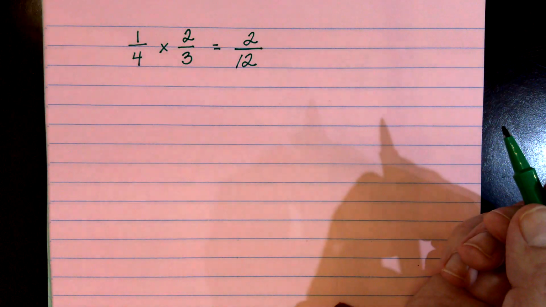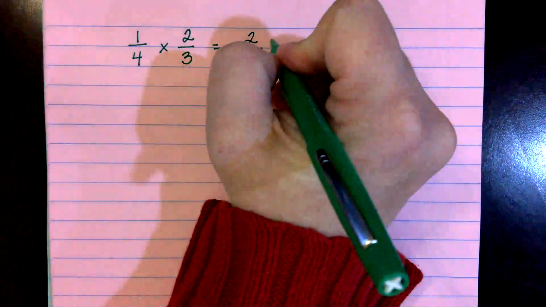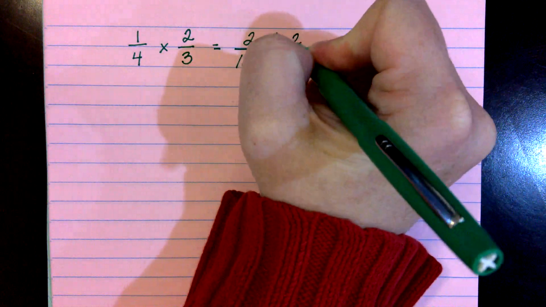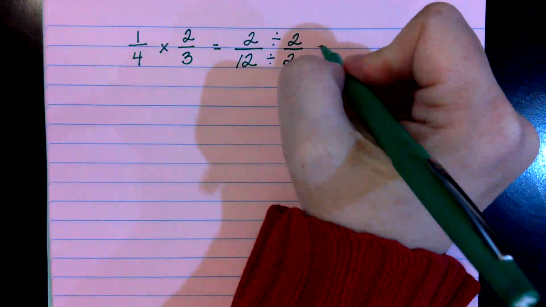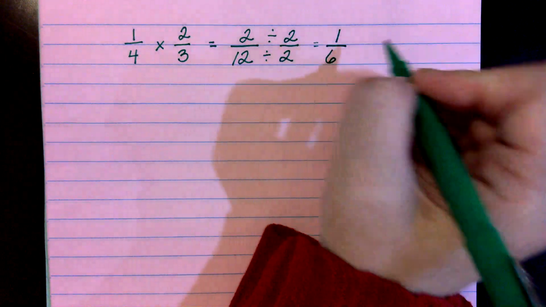The answer can be simplified by dividing both the numerator and the denominator by the GCF of 2. So we're going to divide our numerator and our denominator by 2 to get an equivalent fraction. 2 divided by 2 equals 1, and 12 divided by 2 equals 6.